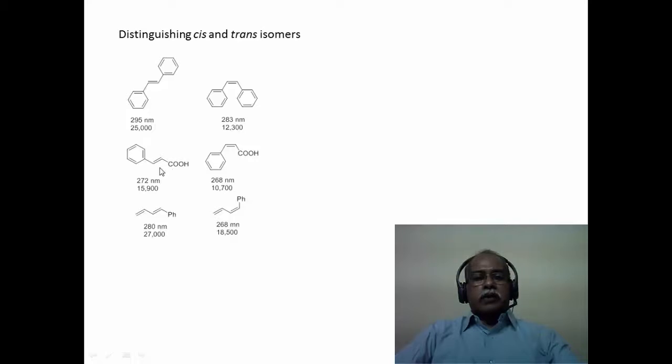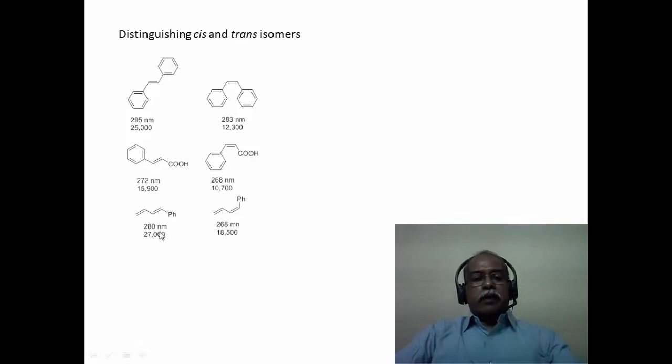Cinnamic acid also shows the same effect. The trans-cinnamic acid is 272 nanometer. Here the extended conjugation is all the way up to the carbonyl functional group of the carboxylic acid. The cis-cinnamic acid has an absorption around 285 nanometer. What is even more important is the hyperchromic shift of the trans isomer in comparison to the cis isomer in terms of the epsilon value being about 1.5 times more than the epsilon value of the cis isomer.